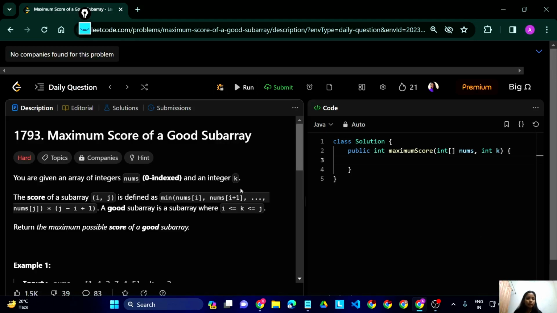So today in this question, we are asked to find the maximum score of a good subarray. Okay, let's see the overview of the question.